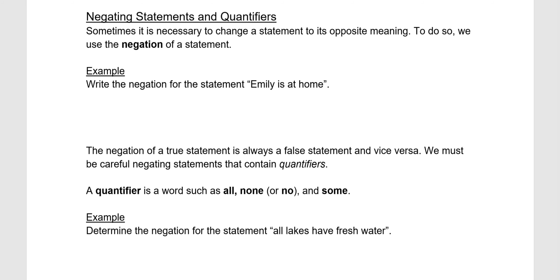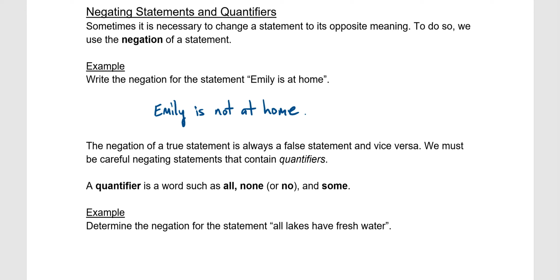Okay, for the next thing, we're going to be going over how to negate statements and quantifiers. So starting with negation, sometimes it's going to be necessary to change a statement to the opposite meaning, and to do so, we use the negation of a statement. So for example, if we want to write the negation for the statement, Emily is at home, the negation is simply Emily is not at home. So the negation of a true statement is going to give us a false statement, and the negation of a false statement will give us a true statement. So negating a statement essentially flips the truth value of it.